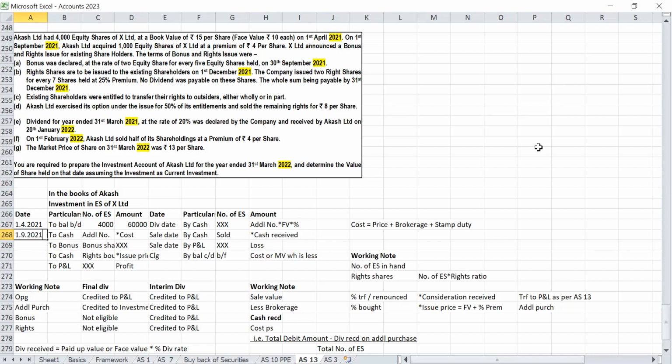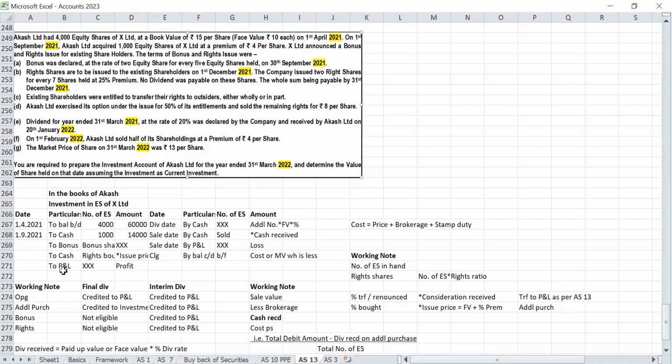Then on 1st September 2021, Akash acquires 1,000 equity shares of X Limited at rupees 4 premium per share. 1,000 equity, 10 into 10 plus 4, 14, equal 1,000 into 14. Super. Priyanka, X Limited, you continue.